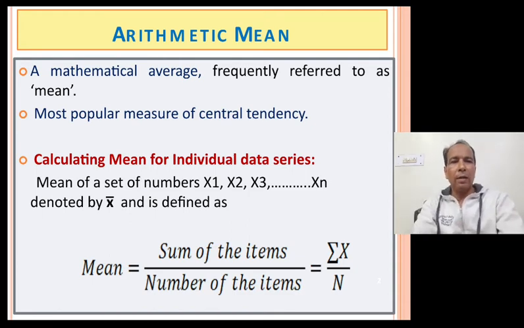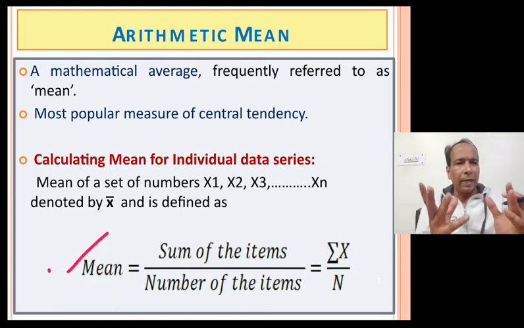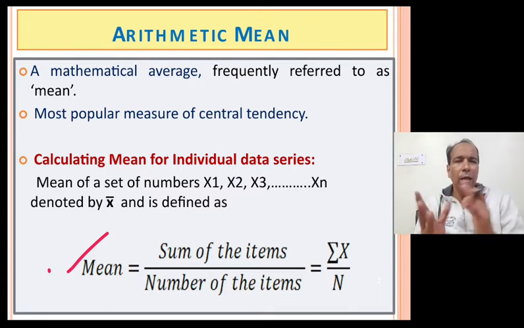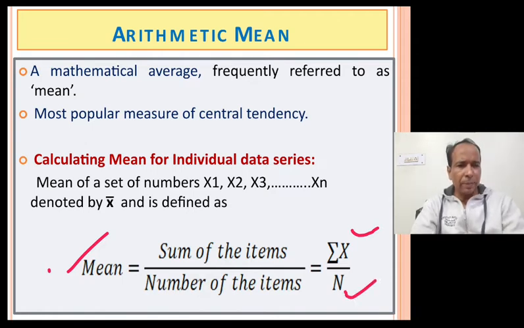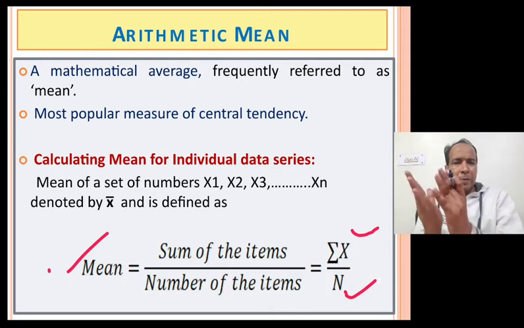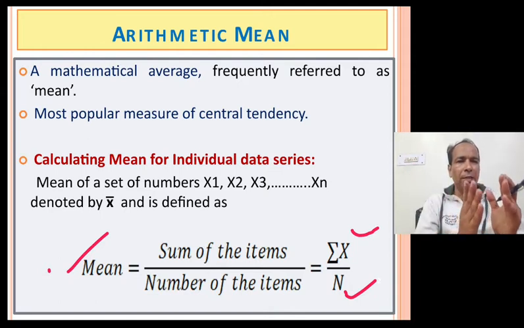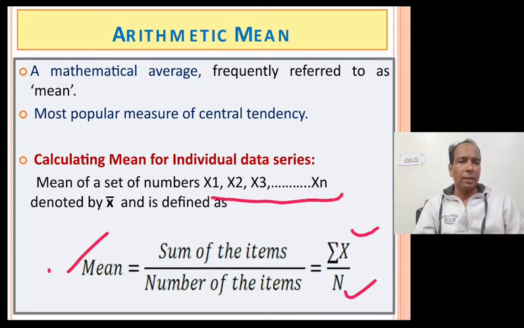The formula is written here in front of you, that is mean equal to sum of all items a plus b plus c plus d plus n upon number of items. That is then called sigma x upon n. I mean, sigma x means summation of x1 plus x2 plus x3 till xn values, if observations are like x1, x2, x3 dot xn, and there are n number of values. So this is how the formula goes, sigma x upon n.